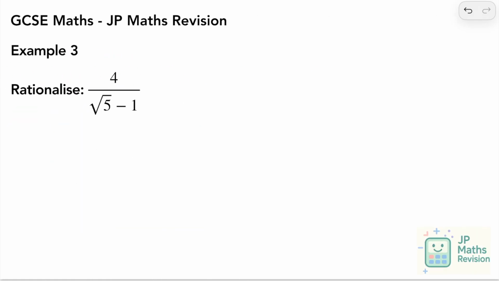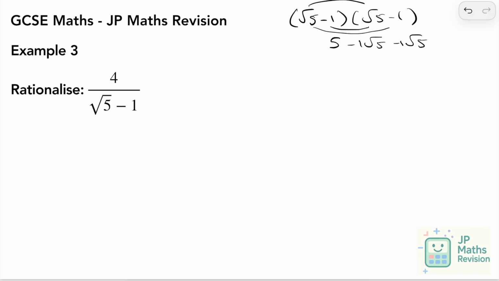Here's another example. So we have 4 over root 5 minus 1. Again, if I multiplied the top and the bottom by root 5 minus 1, the surd this time wouldn't cancel out on the denominator, because I would have root 5 minus 1 times root 5 minus 1. So root 5 times root 5 is 5. Root 5 times minus 1 is minus 1 root 5. Minus 1 times root 5 is minus 1 root 5. And minus 1 times minus 1 is plus 1. So that would be 6 minus 2 root 5. The issue being it's still a surd.